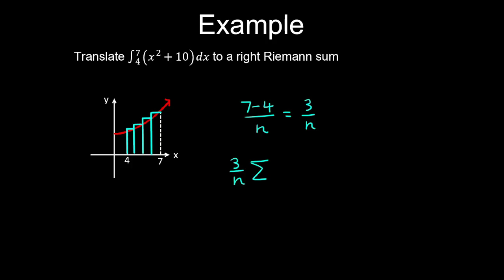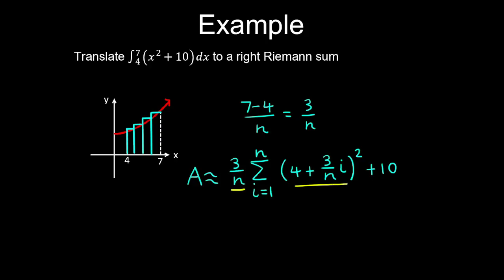And now we can sum the area of each rectangle, which is the width of each rectangle, which we can take out of the sum because it's constant. And then we'll multiply that by the height of each rectangle. So that will be x squared plus 10, or 4 plus the width of each rectangle, multiplied by the index i, squared plus 10. And for the right Riemann sum, we sum from i equals 1 to n. And you can convince yourself that this makes sense by selecting some specific number of rectangles and then calculating the value in the sum and making sure it's equal to the value at the right of each rectangle for those different values of i.